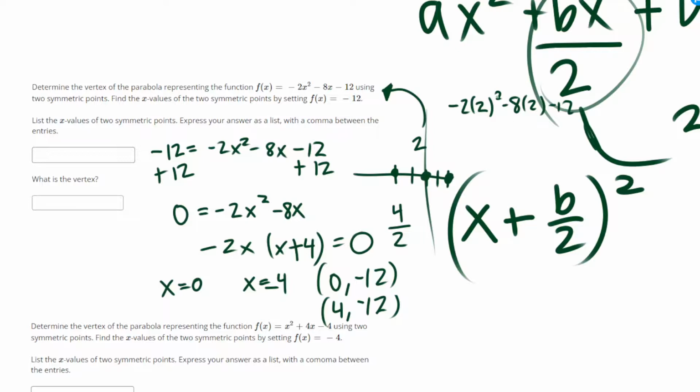So instead we're plugging in... Wait, why was I plugging in 2 in the first place? One second, let me reevaluate my choices. Okay, I don't know what I was doing there. We want to plug in... Oh, no, so it would be negative 2 instead. So negative 2, negative 2.